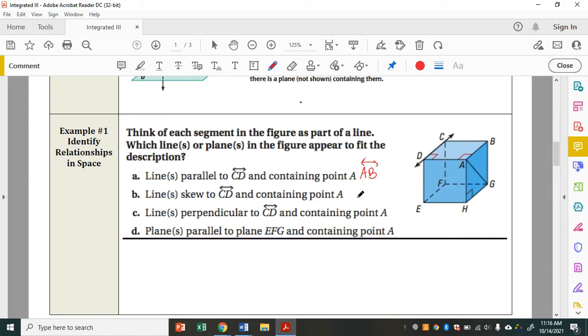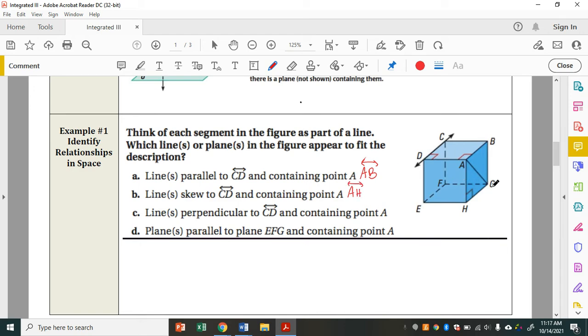When we look at B, where it says lines are skew to the line CD, again, skew means that they're going in different directions, but they're never going to intersect, and they're not on the same plane. So there's 3 different skew lines here. One skew line here would be this line AH, right? That contains point A, so we can write that as our answer.